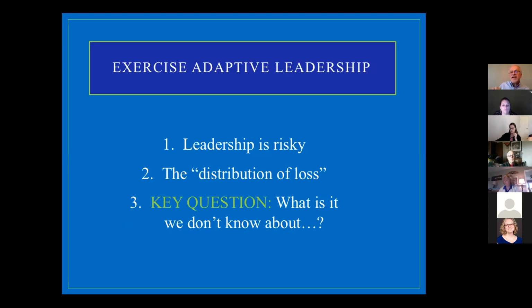And the reason is, and I give credit for this to Marty Linsky, a Harvard professor who really did the hard work on adaptive leadership, that it has to do with the distribution of loss. And we need to acknowledge this as we're leading our organizations through the process of change: what does the distribution of loss mean to those who really are owners of our organization? And by owners, I mean anybody who has a vested interest in the welfare of your organization. What does loss mean to them?